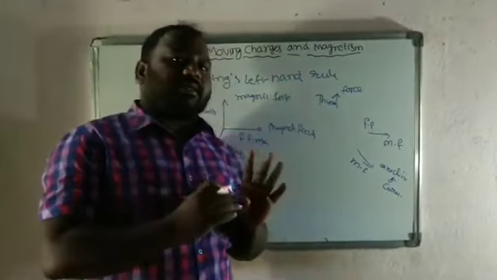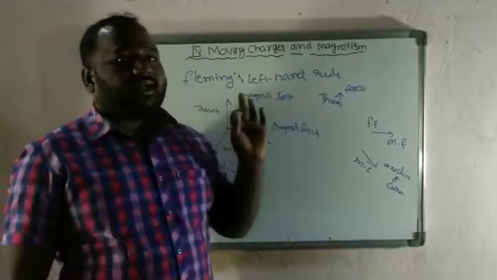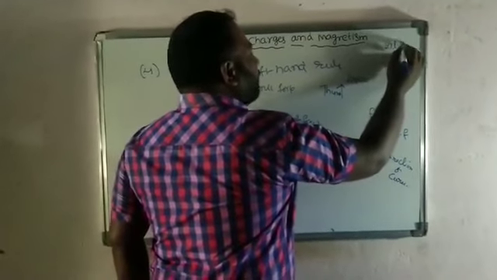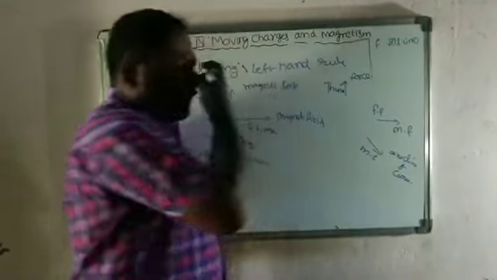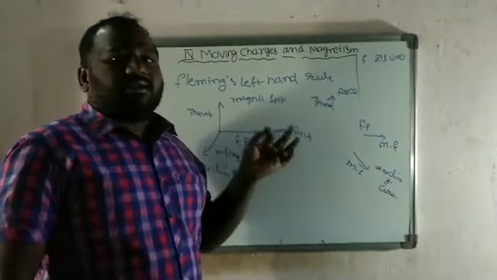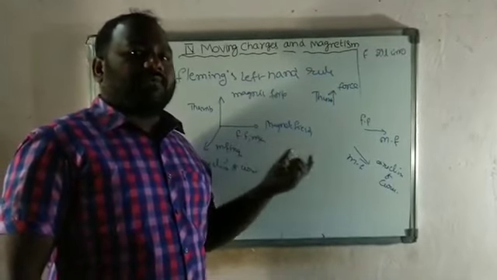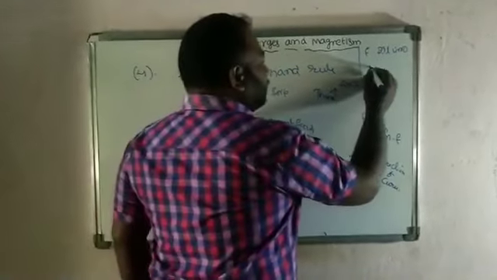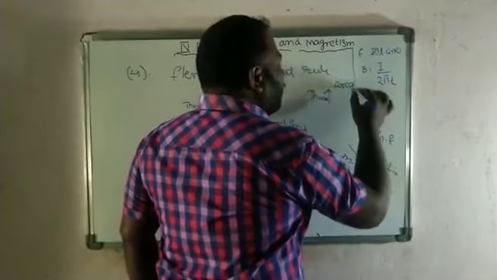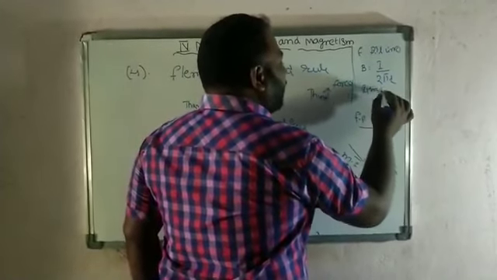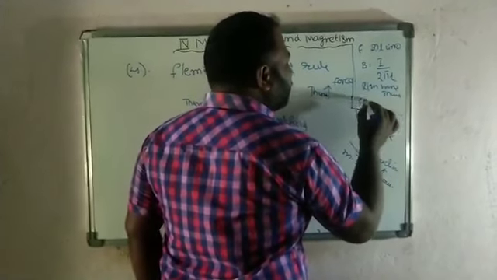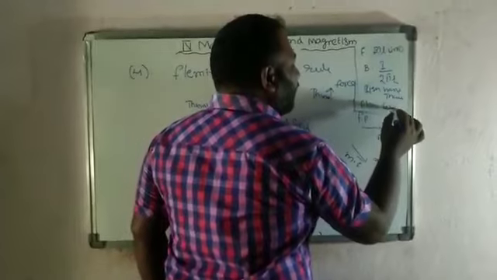The first point is the force acting on a current carrying conductor, which is B I L sin theta. Remember this. The second point is the magnetic field due to a straight current carrying conductor, which is B equal to mu naught I by 2 pi r. The third is the right hand thumb rule, and the fourth is Fleming's left hand rule.